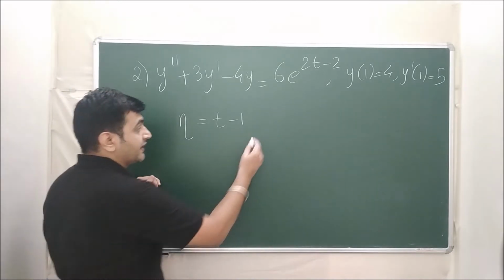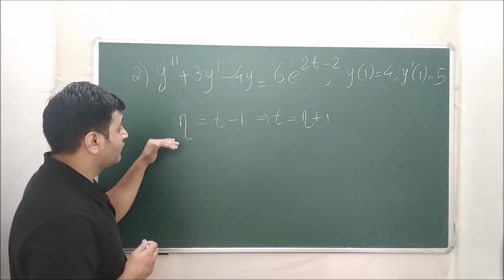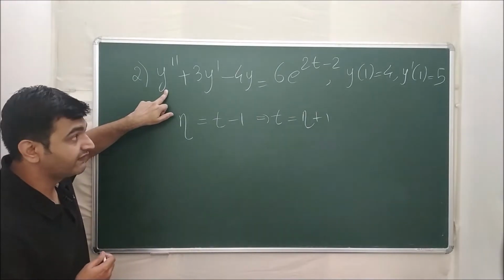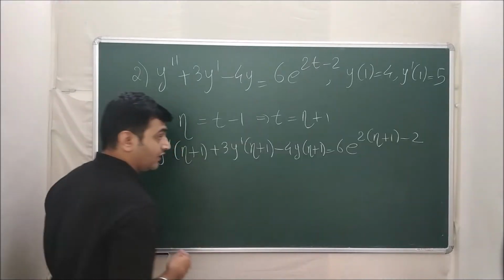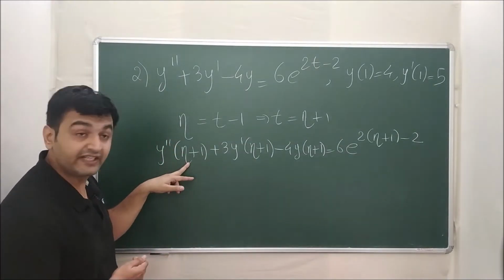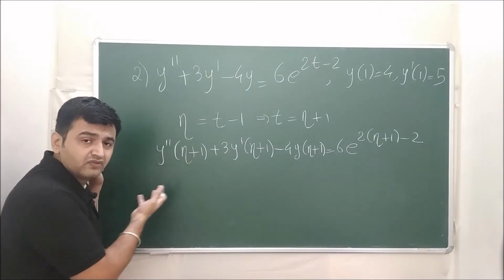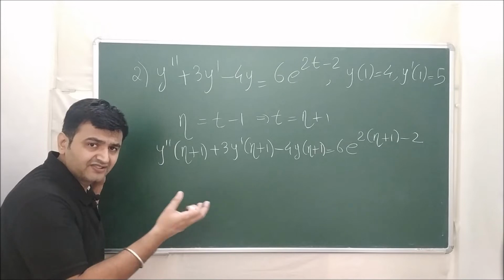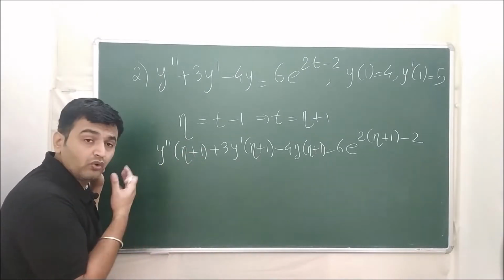So that means your t is eta plus 1. Now this is y double dash of t. If I put this value over here, this is what my differential equation becomes if I replace my t by eta plus 1. Now we don't have the habit of looking at it this way. We always look at y double dash of x or y double dash of t. But here you have something plus 1. So how can I avoid this?